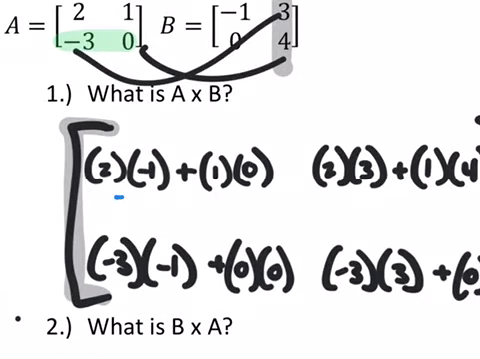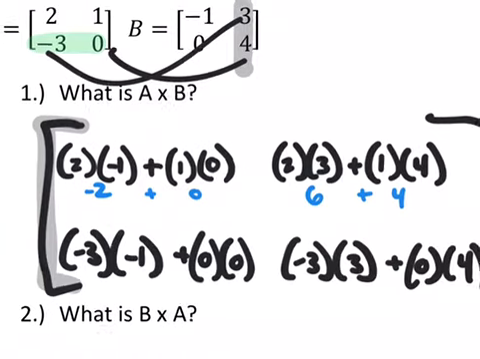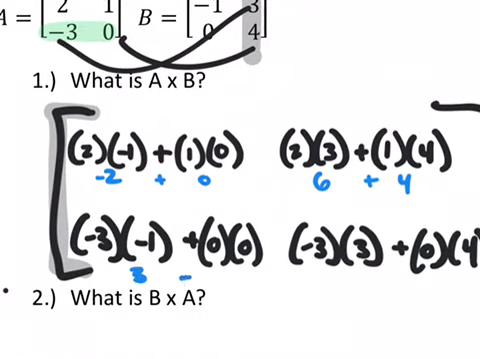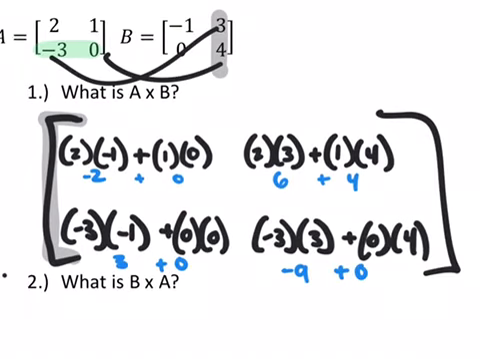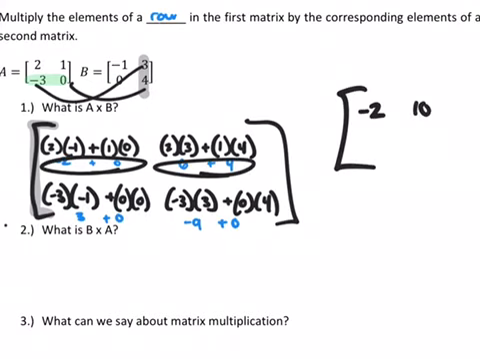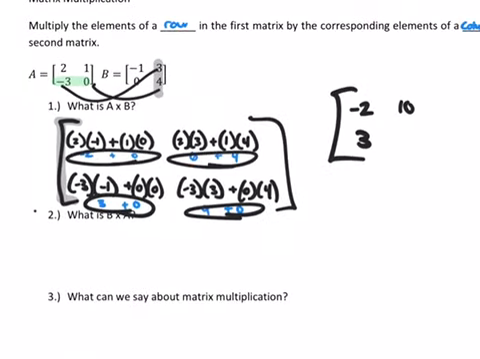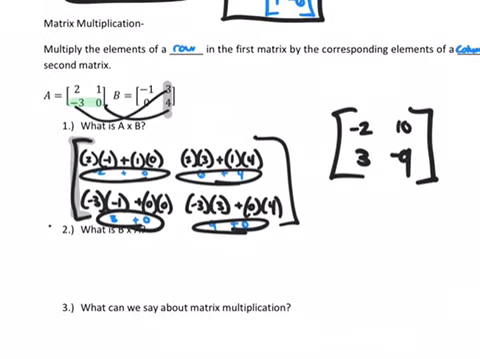And with multiplications, this would be a -2 plus a 0. This would be a 6 plus a 4. This would be a 3 plus a 0. And this would be a -9 plus a 0. And when I finish simplifying all those different pieces, we'll get a -2, a 10, a 3, and a -9. Okay, so that's going to be the answer.